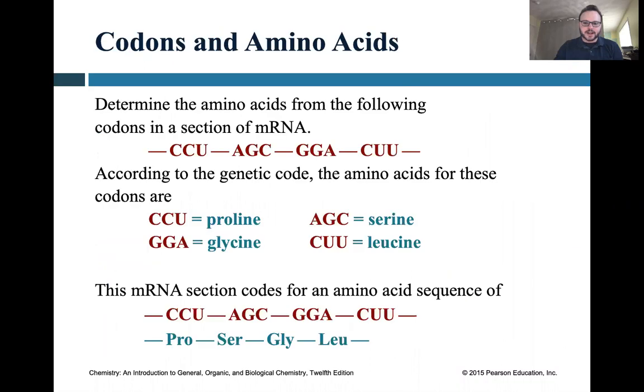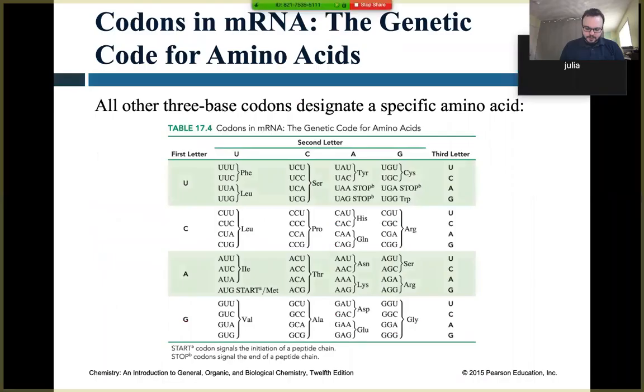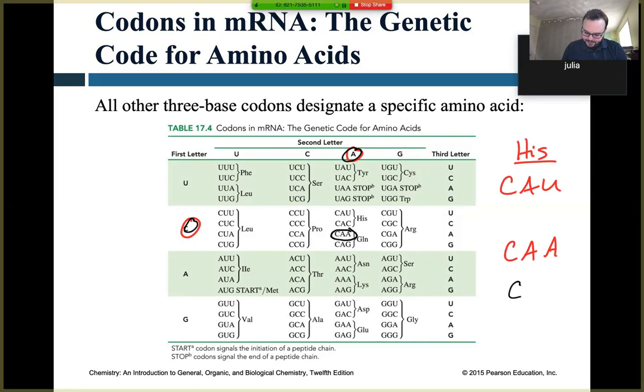So when I go back a couple of slides to show you what I mean, imagine we had that CAU, which we said was histidine, right? Let's see what happens if there was a mutation and say it's CAA. All I did was change one nucleotide. Well, the first 2 are fine. I have my C, A, but now I'm at A, CAA, that's glutamine, right? So that would be a mutation. It could change the entire structure and function of a protein.